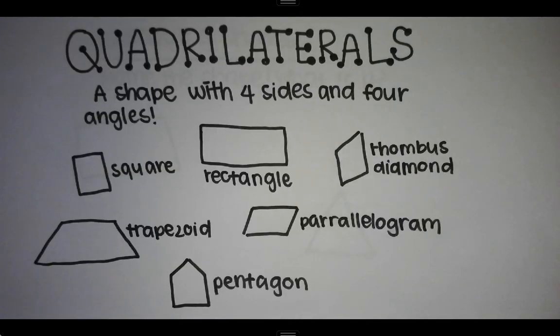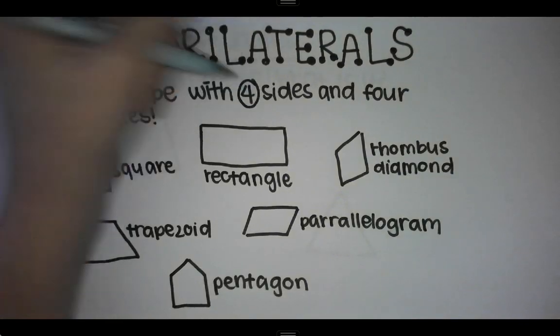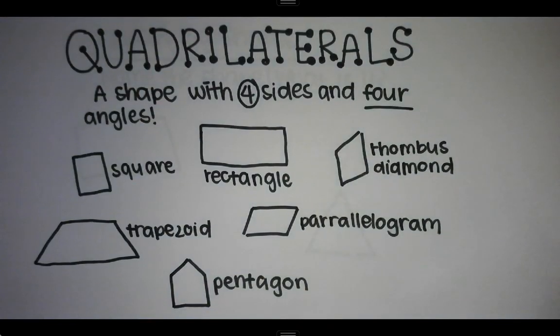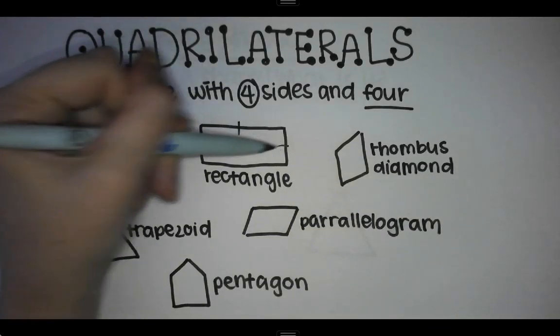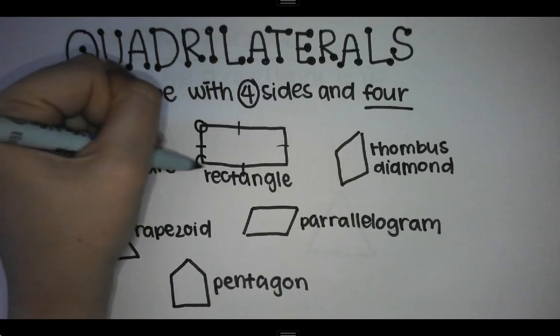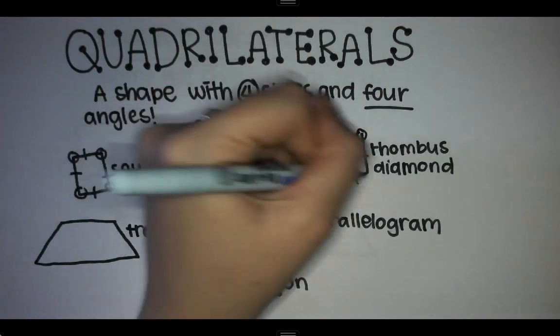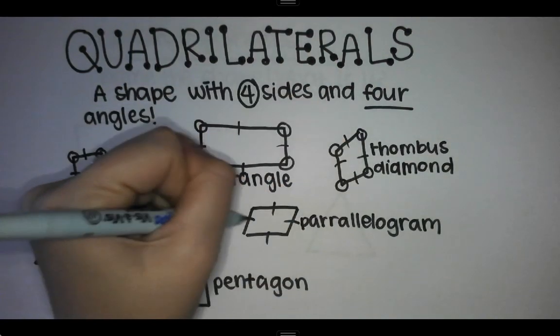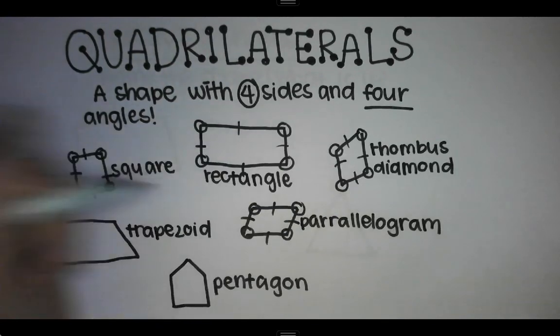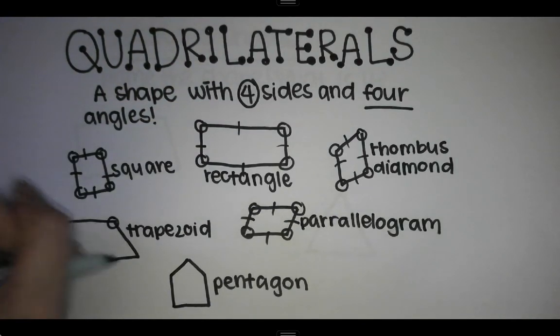Now you're going to be learning about a new type of shape. So these are quadrilaterals. And a quadrilateral is any shape that has 4 sides and 4 angles. So let's take a look. This square, 1, 2, 3, 4 sides, 1, 2, 3, 4 angles. Rectangle, same thing, 1, 2, 3, 4, 1, 2, 3, 4. Rhombus, I see the same. Parallelogram. And finally, this trapezoid.